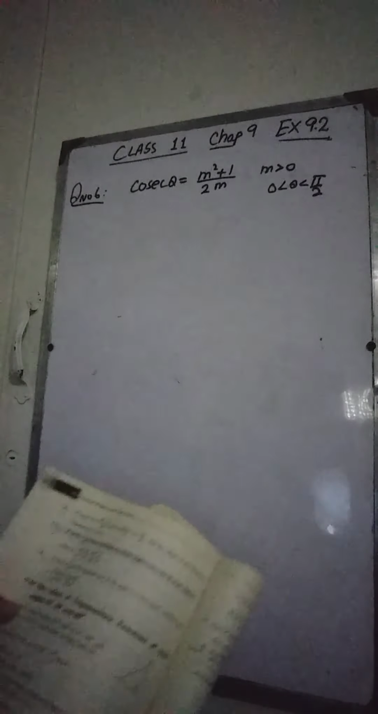In question number 6, it is given that cosecant theta is equal to m square plus 1 over 2m, and m is greater than 0 and theta lies between 0 and pi by 2. 0 and pi by 2 means it is going to be in the first quadrant obviously. Find the values of the remaining trigonometric ratios. We have to find the remaining trigonometric ratios.